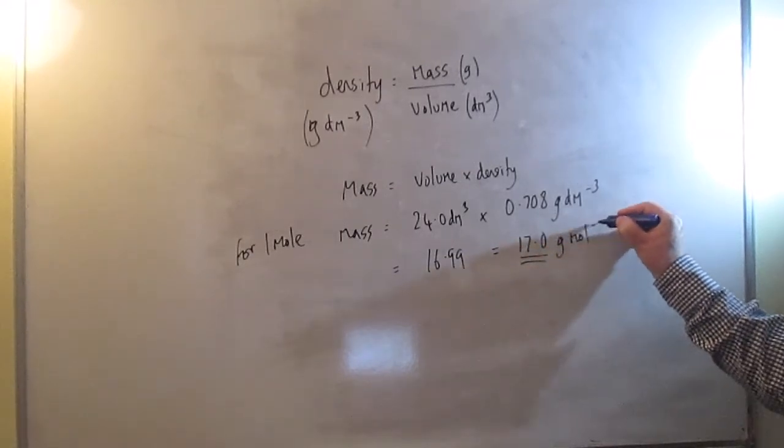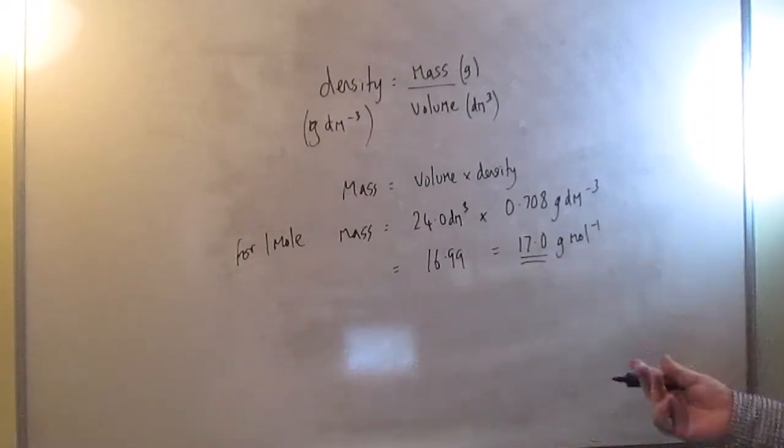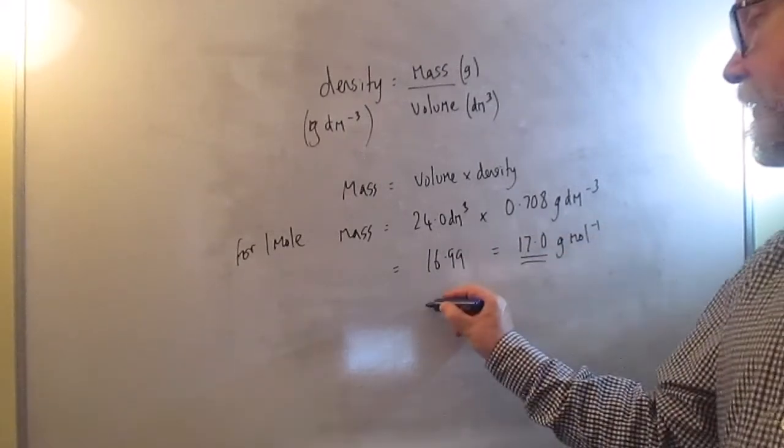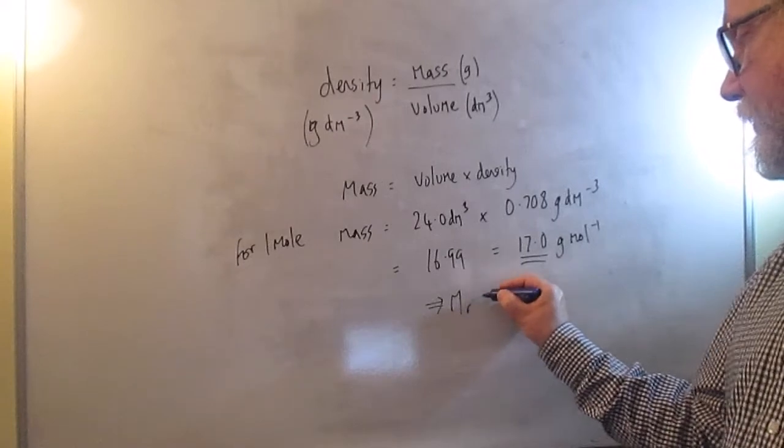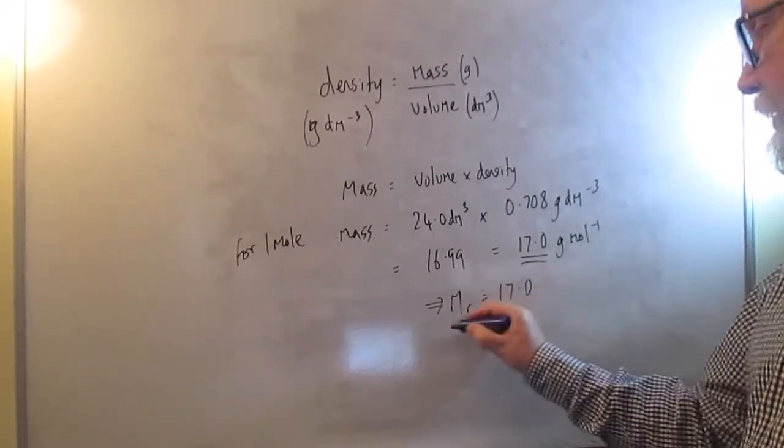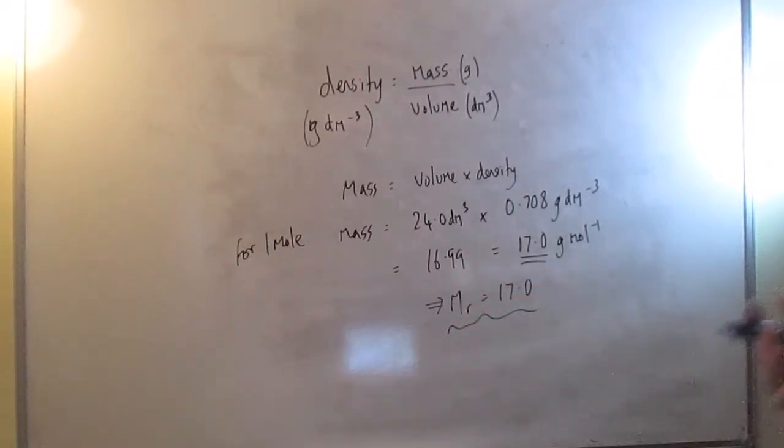per mole. And of course the mass of 1 mole is the same as the MR, so that means that the MR is 17.0. Okay, so that's a very standard trick that you need to be able to do with gas density. So make sure you can see that that makes sense.